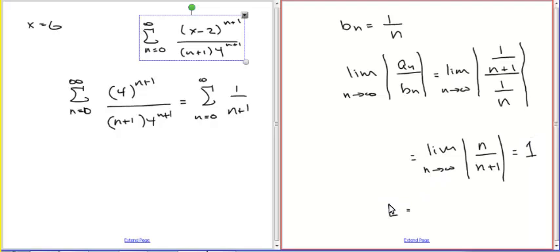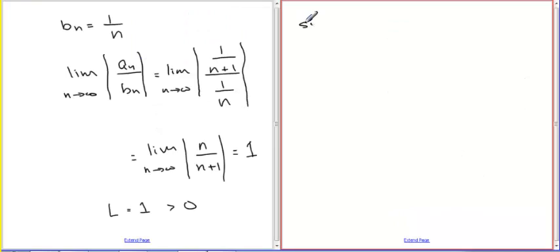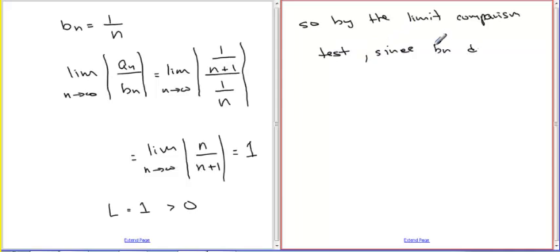So by the limit comparison test, since b sub n diverges by the p-series test, then a sub n also diverges.